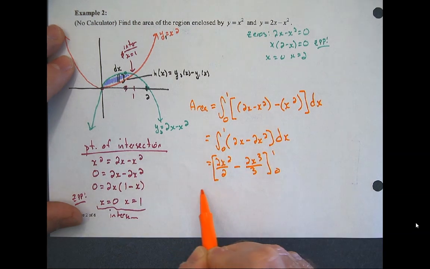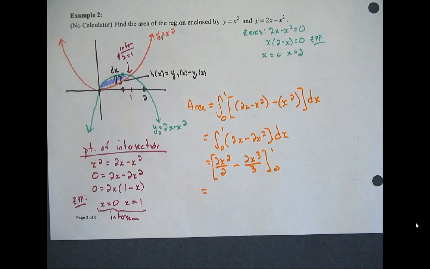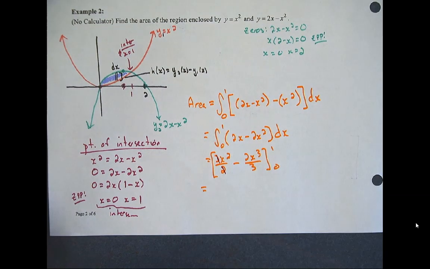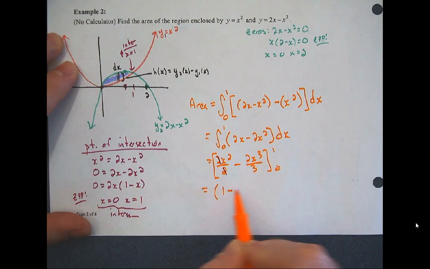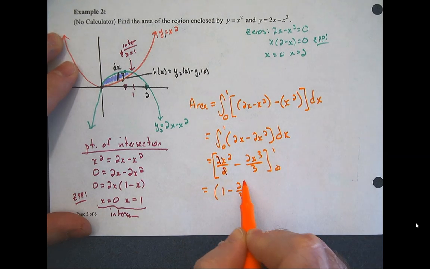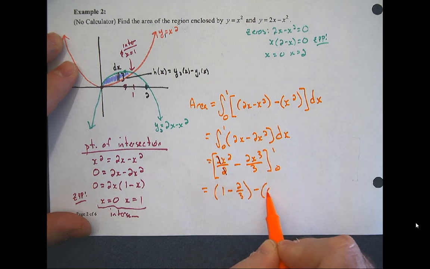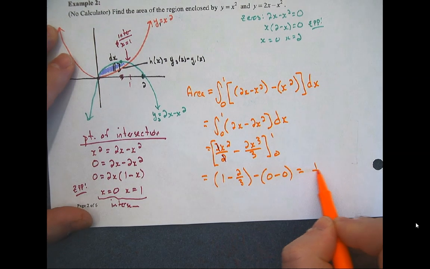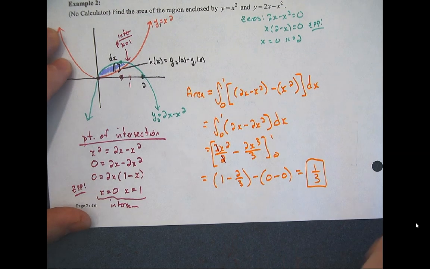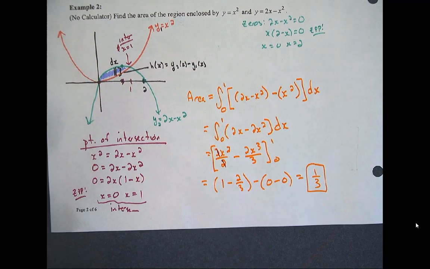from 0 to 1. So those are going to cancel. I can kill those off. So let's see. Plugging in 1 would leave me with 1 squared, which is 1, minus 2/3, minus 0 minus 0. Well, what's 1/3 minus 2/3? 1/3. So that little area between those two curves is 1/3 whatever your units are in the story. And luckily they didn't give us any units, so we don't gotta sweat them.